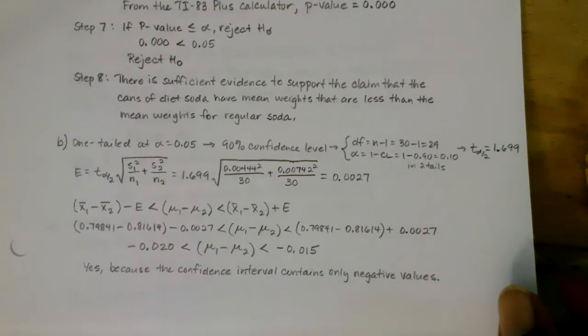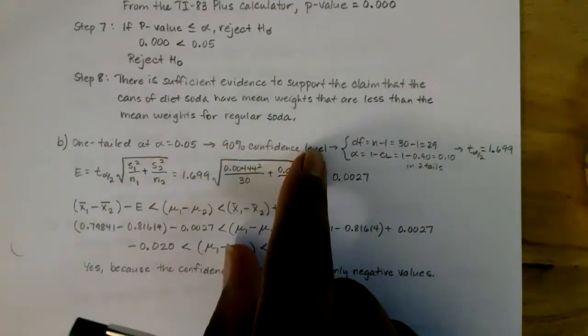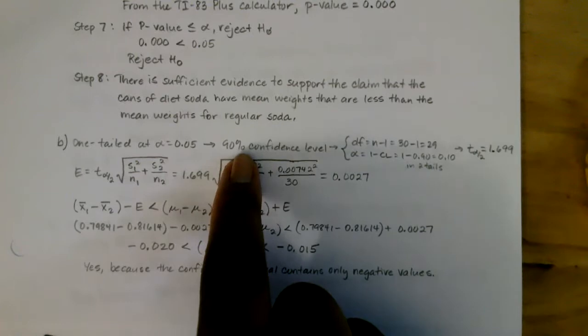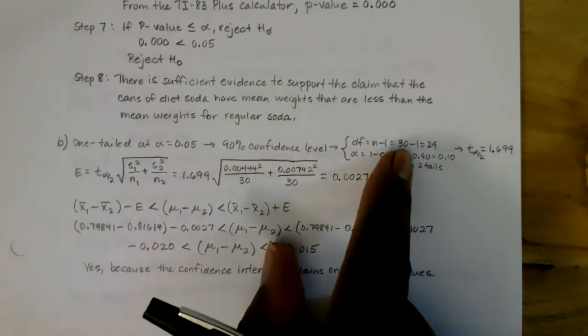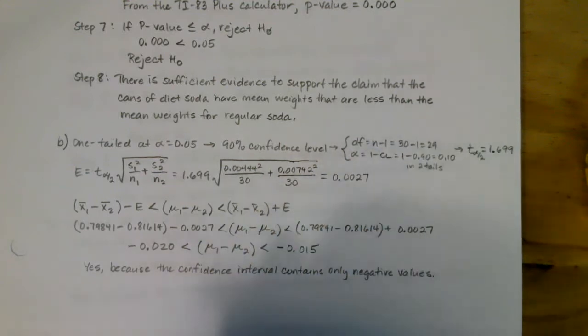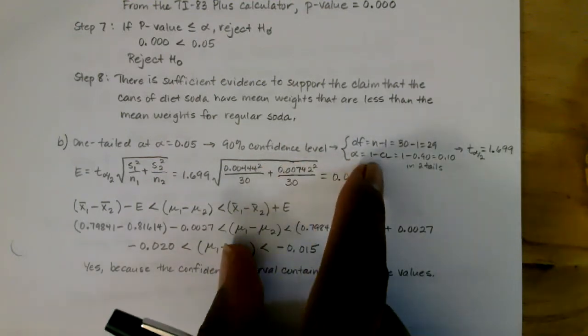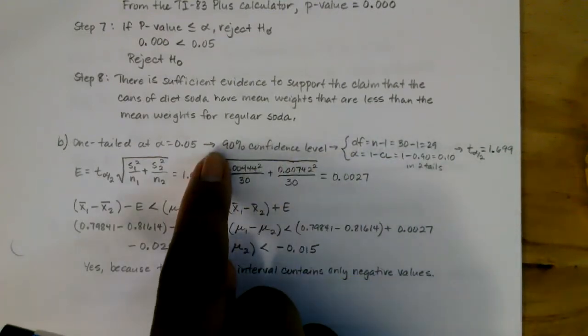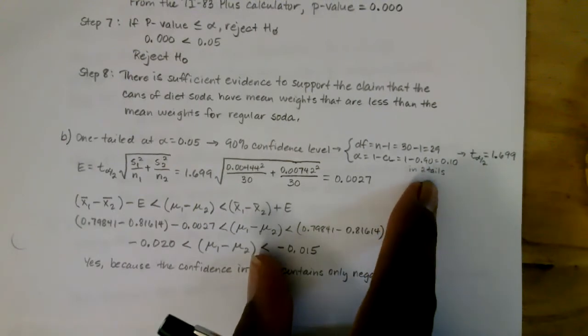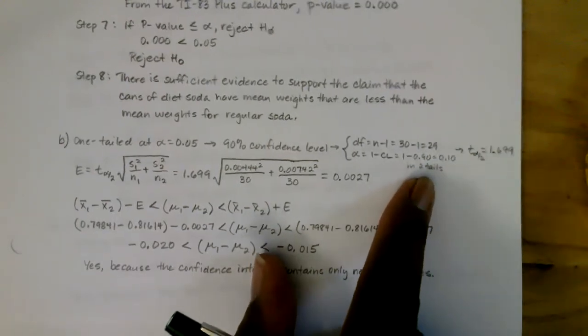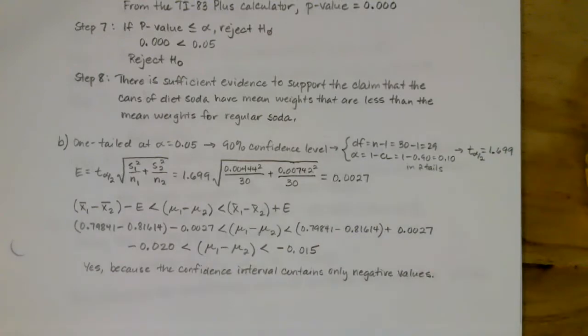Okay, and then for the confidence interval, to find 90% confidence, the confidence level of 90%, I had to do this. Well, they're both 30, so I had to use 30 minus 1 to get 29 degrees of freedom. 1 minus the confidence level for alpha, 1 minus 0.90 would be 0.10. That would be in 2 tails. So I had to use table A-3 to get 1.699 as my critical t value.